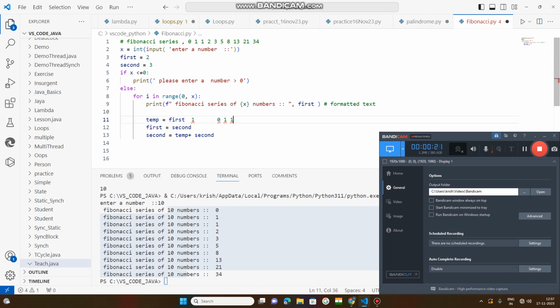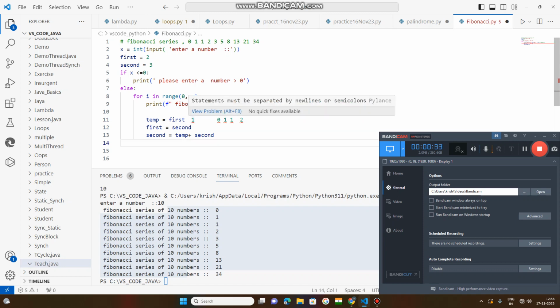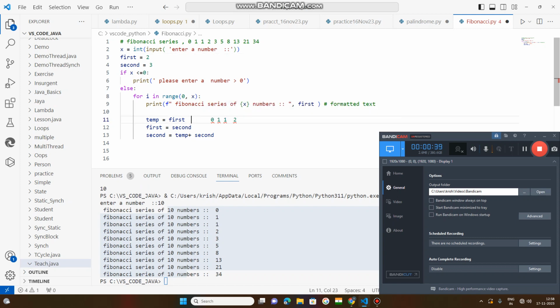Now next, the loop again prints the value stored in the first variable. That will be printed as 2. Now temp is equal to first, it holds this value. Now this becomes what, temporary holds 2.